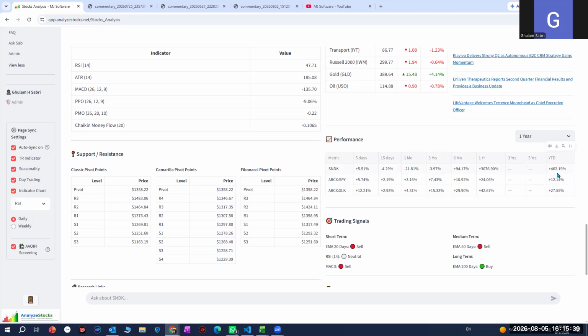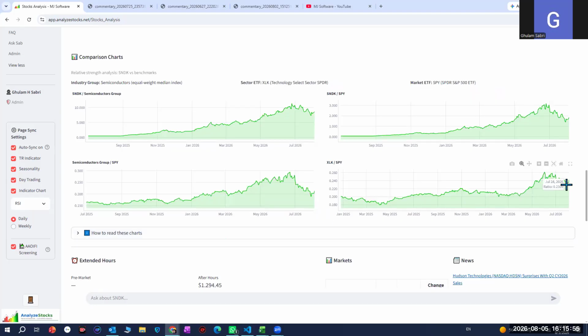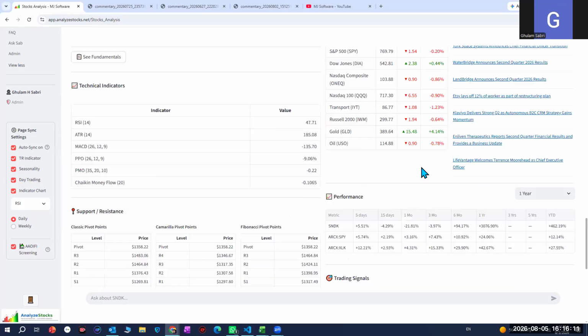it's 462%. On the other hand, the broader market just gave you 24% return, which is very good in 1 year because the average is 8 to 9%. And the tech sector has beaten the broader market by 43%. So this is showing that the tech sector is performing better than the broader market, and SanDisk has been performing better than the broader market. Okay, so these are very important. You can compare the performance of any stock against its own group and against the broader market.